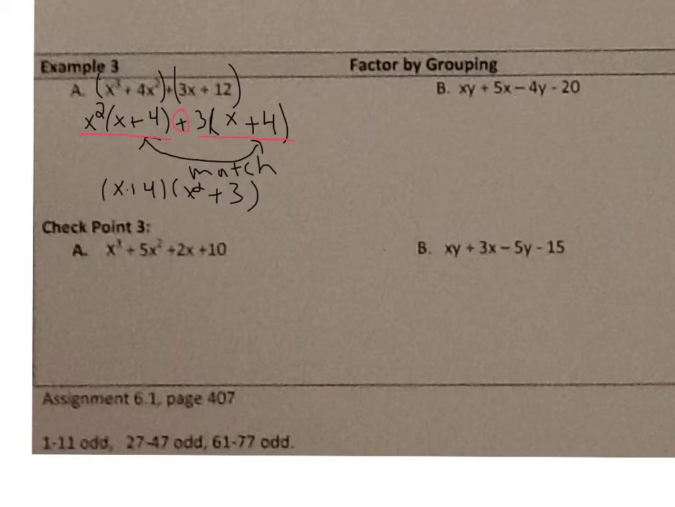And if we wanted to check this, we would have to FOIL. FOIL is just distributing twice. You would take x times x squared, you'd get x cubed. You'd take x times 3, distribute it, so plus 3x. And then you'd take 4 times x squared to be plus 4x squared. And then we'd take 4 times 3 and get 12.